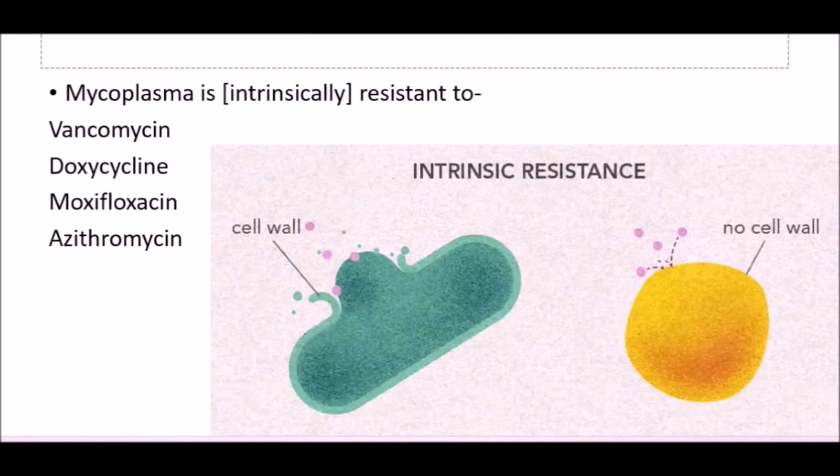And now here comes the next question. Mycoplasma is resistant to vancomycin, doxycycline, moxifloxacin or azithromycin. So basically here vancomycin is the answer. Actually this mycoplasma lacks cell wall. Thus any drug acting by inhibition of cell wall synthesis, for example vancomycin and other beta lactam antibiotics, is likely to be ineffective. So the answer here will be vancomycin.